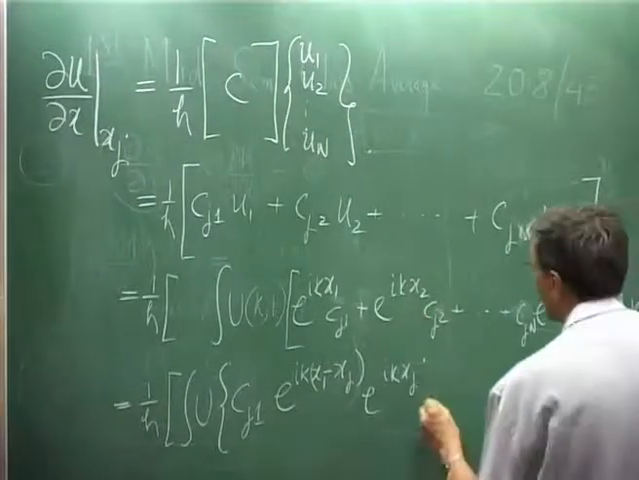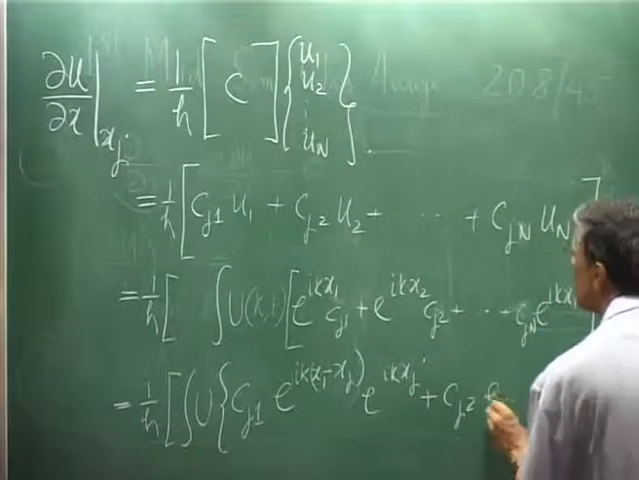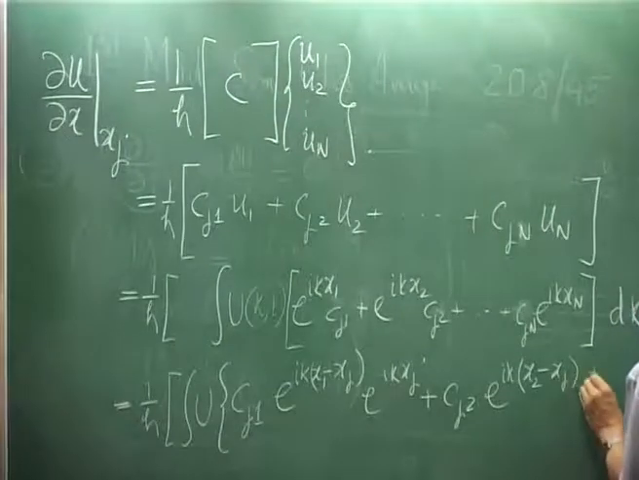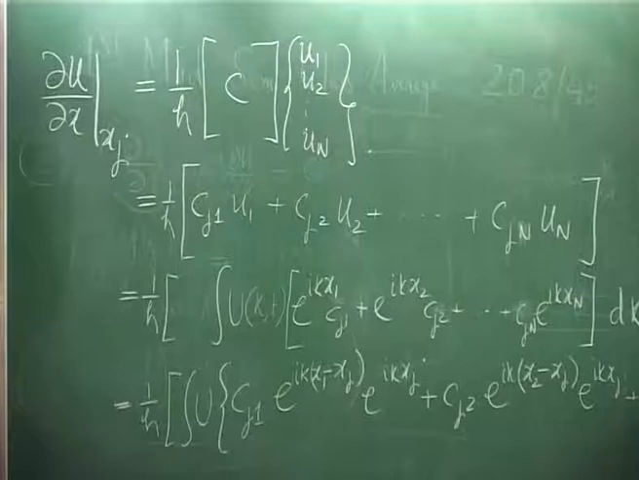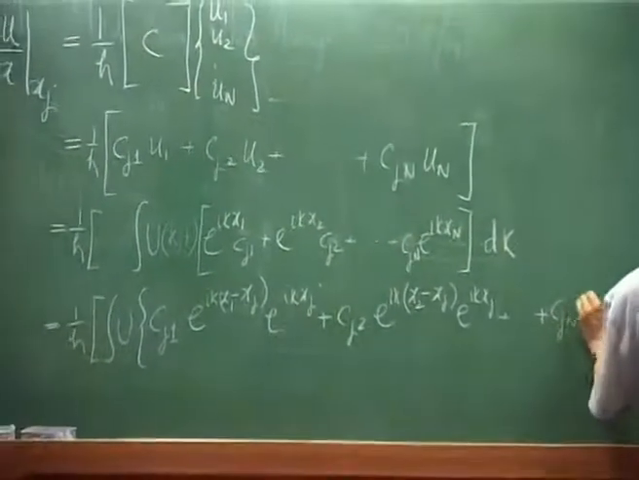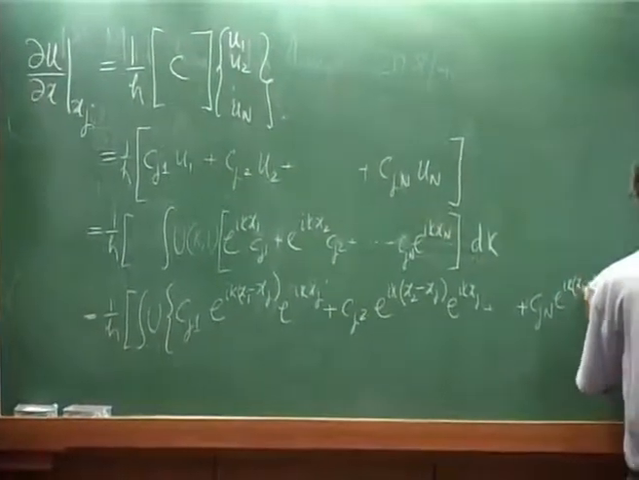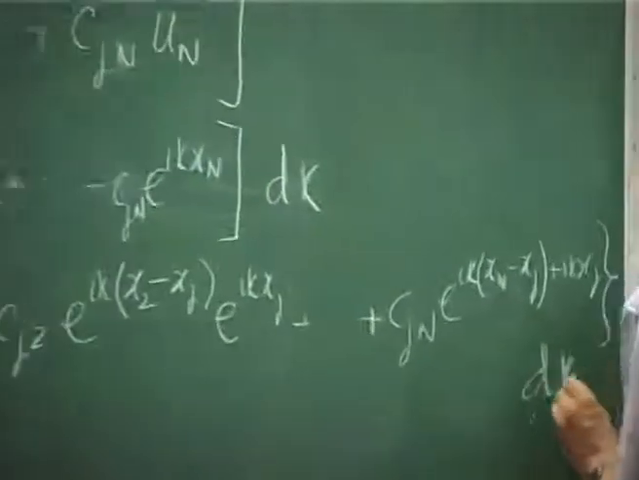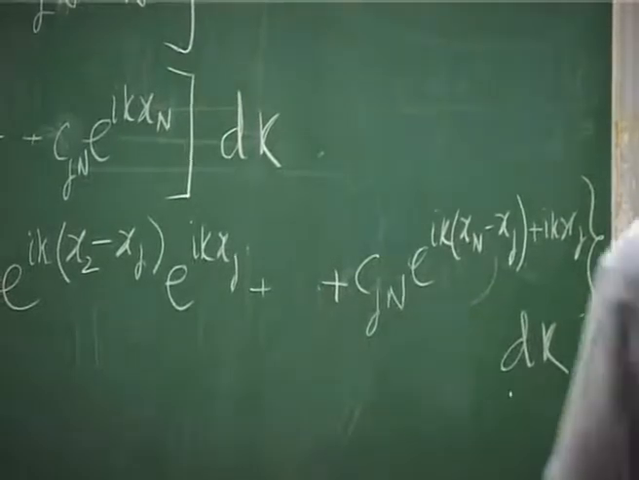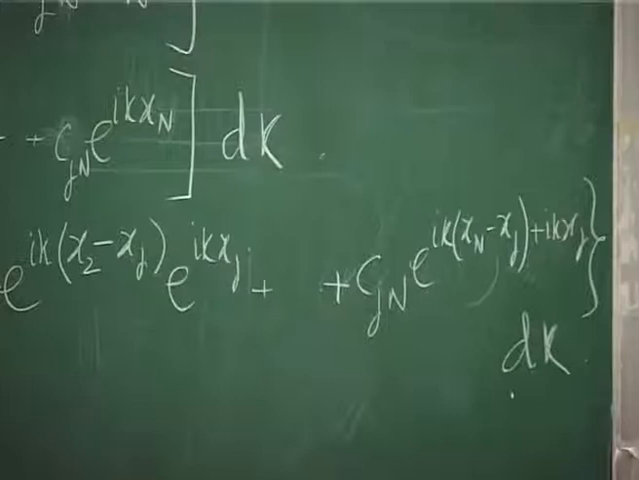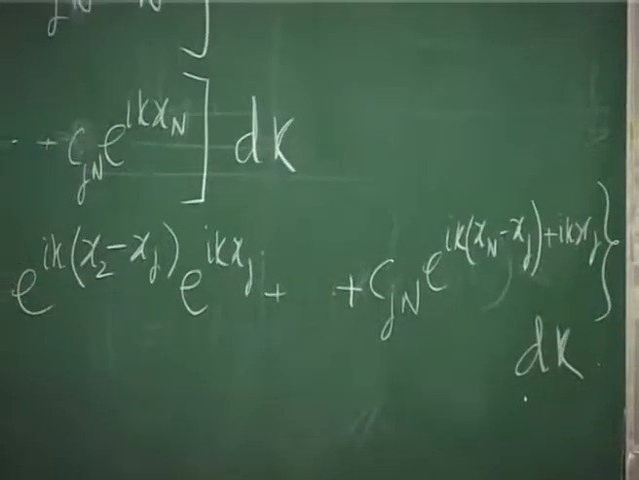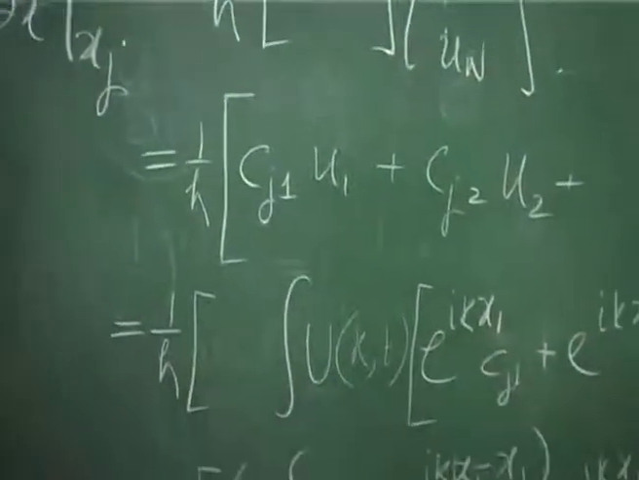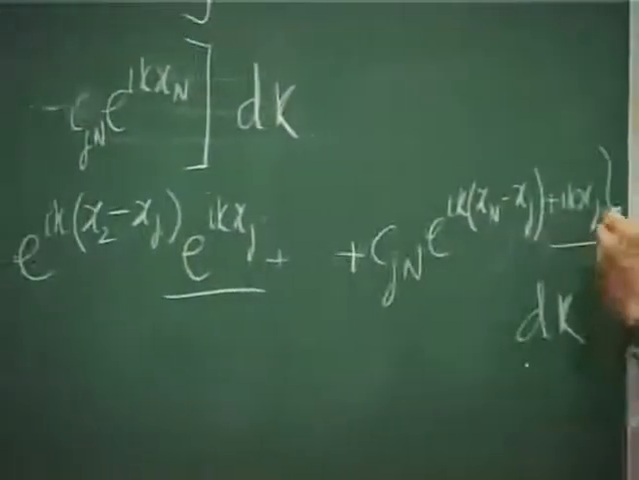Same way I will write the second term C j 2, e to the power I k x 2 minus x j into e to the power I k x j, all the way up to C j n e to the power I k x n minus x j and plus I k x j. The whole thing is this. You know why I did this? It is pretty much apparent to you, because you are trying to derive the derivative at the jth point, right. So, we should be able to write it in a Fourier series with the phase part given by this. You see, everywhere I have managed to bring in e to the power I k x j.